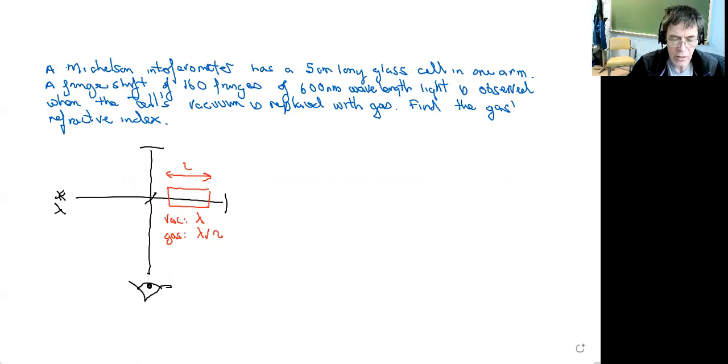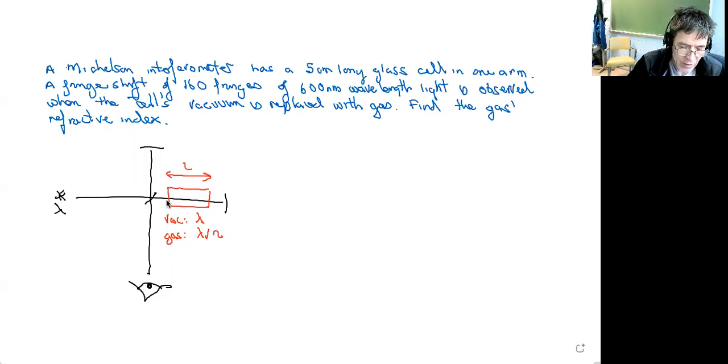You can use the interferometer to measure wavelengths. You can use the interferometer to measure distances. You can also use the interferometer to measure refractive indices. And this example involves measuring refractive indices. So in this example, added to the Michelson interferometer is a glass cell, and that's pictured here in this sketch.